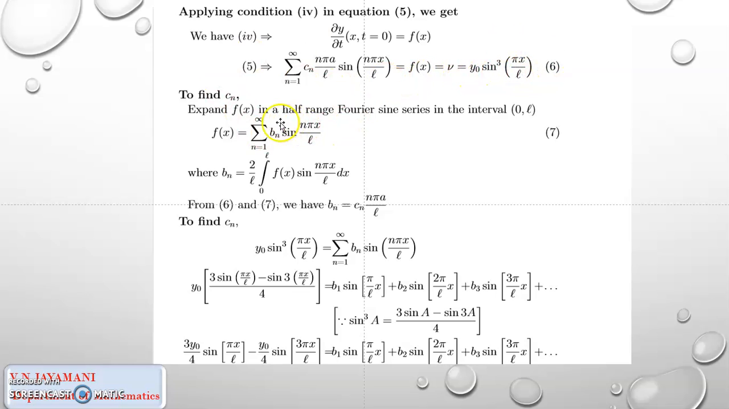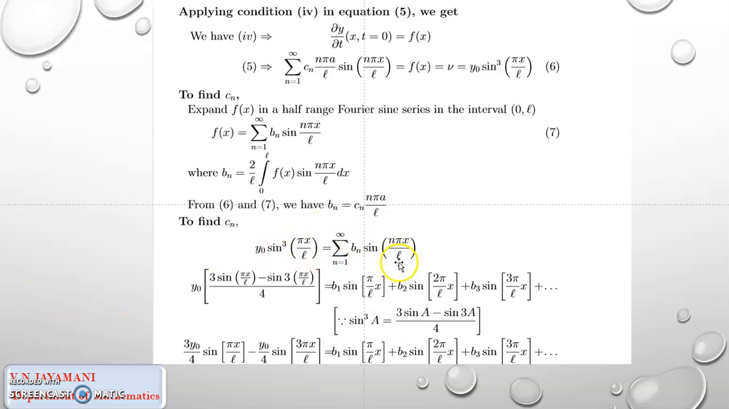Now we are going to calculate the Cn by using the half range Fourier sine series in the interval 0 to L. We know the half range Fourier series is f of x is equal to summation n is equal to 1 to infinity Bn sin n pi x by L. We know the formula for Bn: Bn is equal to 2 by L integral 0 to L f of x sin n pi x by L dx. Comparing, we know that Bn is equal to Cn, and f of x is equal to y naught sin cube pi x by L.